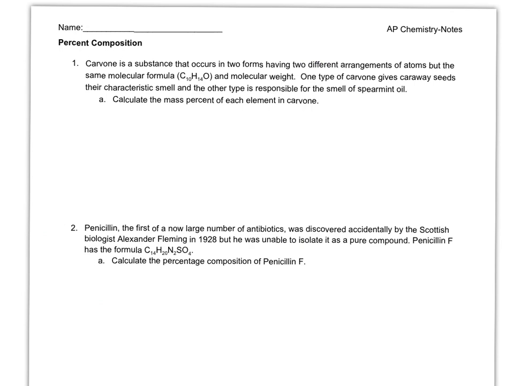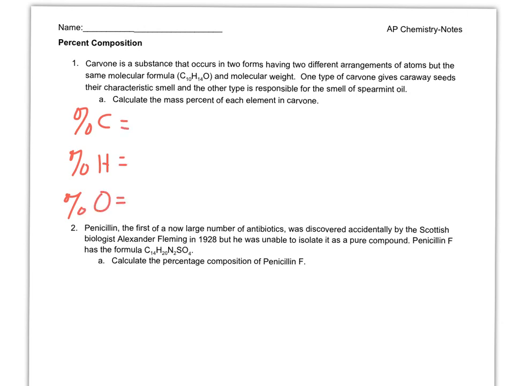So here it says carvone is a substance that occurs in 2 forms, having 2 different arrangements of atoms, but the same molecular formula and molecular weight. One type of carvone gives caraway seeds their characteristic smell, and the other type is responsible for the smell of spearmint oil. Calculate the mass percent of each element in carvone. So I've got to find the percent carbon, the percent hydrogen, and the percent oxygen inside this compound.